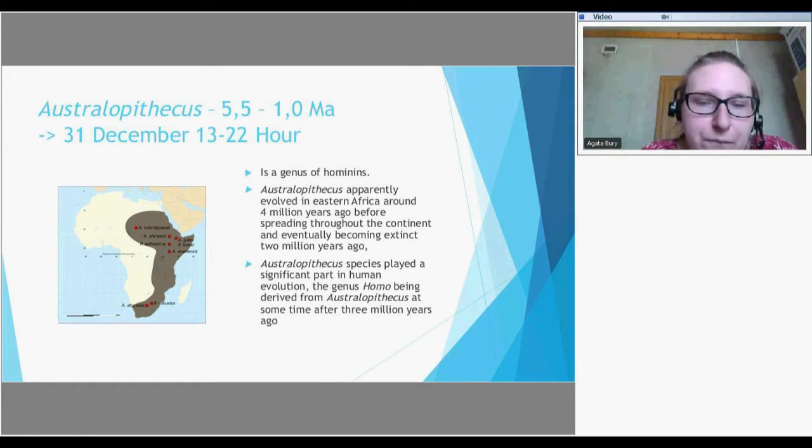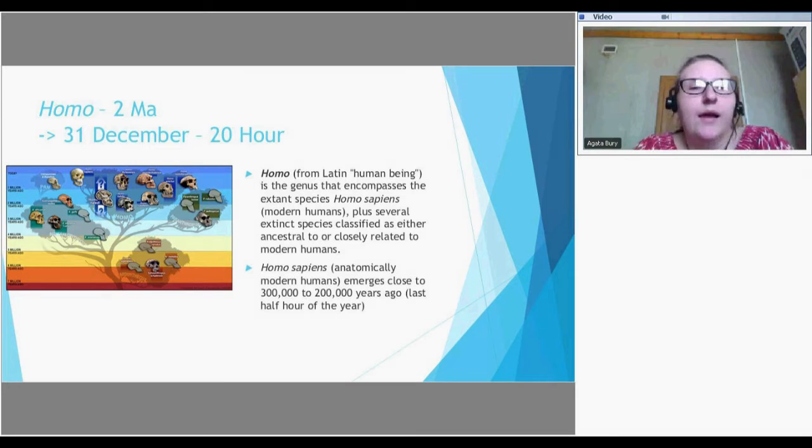And from that species, then the genus Homo began evolving. Homo, from Latin human being, is the genus that encompasses the species Homo sapiens, which we are, and other extinct species, which are classified as ancestral or closely related to modern humans. Homo sapiens emerges close to 300, 200 thousand years ago. It's the last half hour of our year.